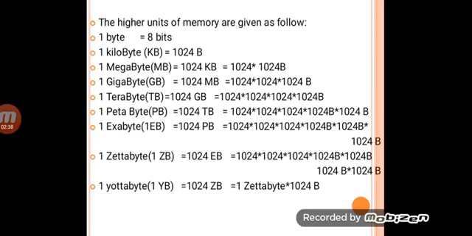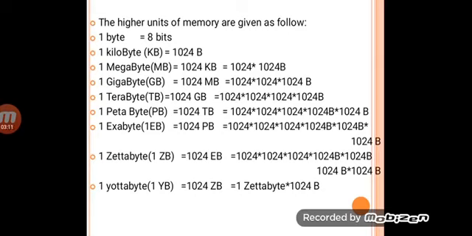Memory units are given as follows. 1 byte is equal to 8 bits. 1 kilobyte is equal to 1024 bytes. 1 megabyte is equal to 1024 kilobytes. 1 gigabyte is equal to 1024 megabytes. 1 terabyte is equal to 1024 gigabytes.